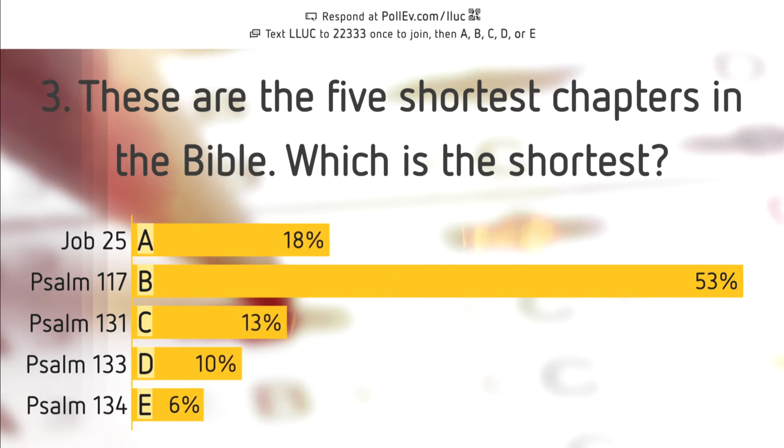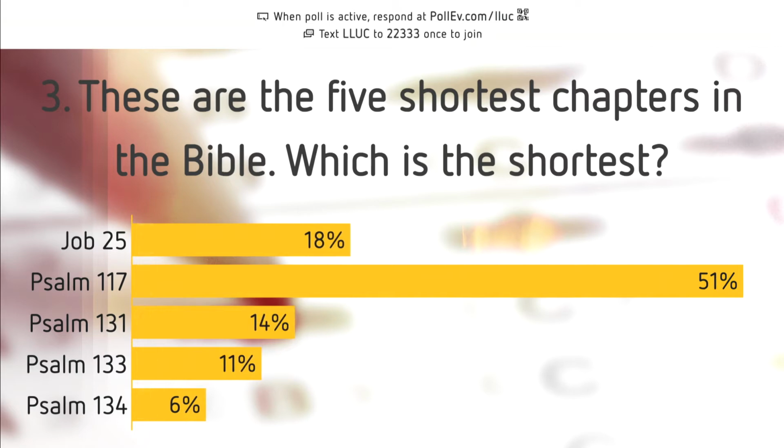Wow, so Psalm 117 is way ahead in this. All right, we'll stop it there. The answer is B, Psalm 117. You are correct. Curious that it is the middle chapter and the shortest chapter. 1,189 chapters in the Bible, 594 before and 594 after. All right, so what are we now? What are we really? So we'll say we're 2 out of 3. You're doing well. All right, number 4.